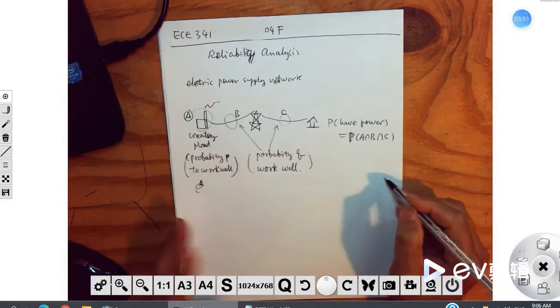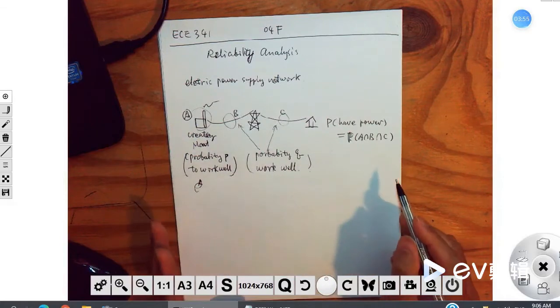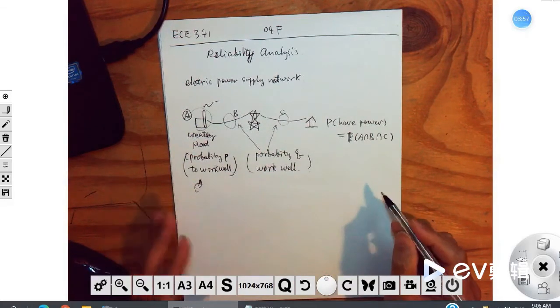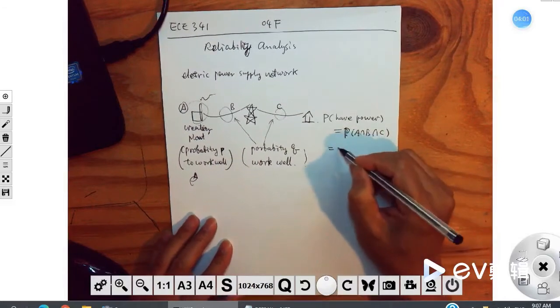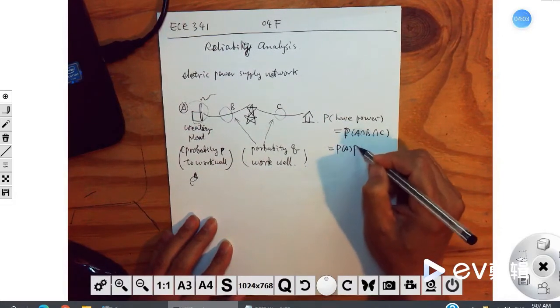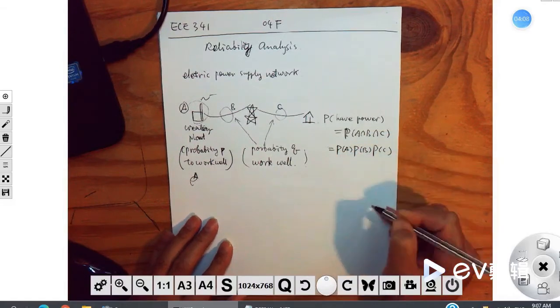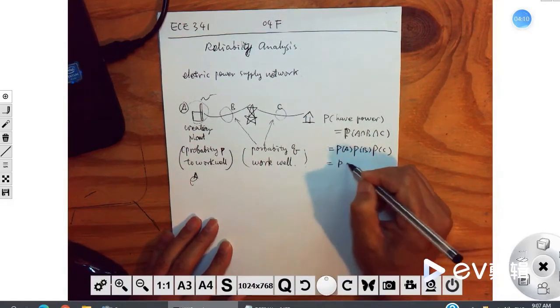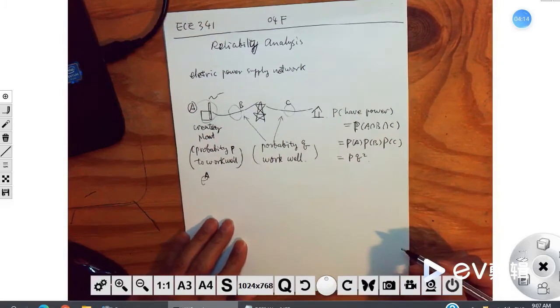Of course we can suppose they are independent, not related to each other. Then the probability is the probability of A times the probability of B times the probability of C, which is P times Q squared. So this is one example.